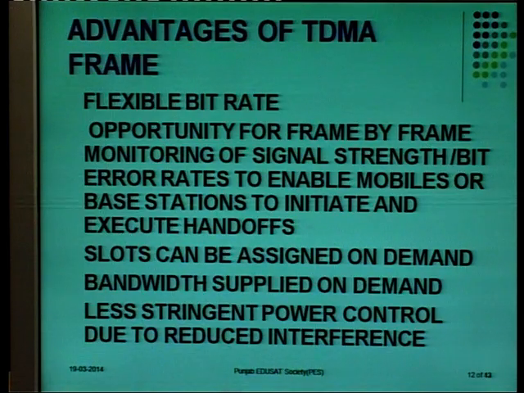The slots can be assigned on demand because the frame is a predefined time interval. So, slots can be assigned as per the demand of the user, or as per the demand of the subscriber, we can say. Bandwidth can also be supplied on demand. There is less stringent power control due to reduced interference, because the interference is reduced. So, power control is very less stringent or very less complicated.